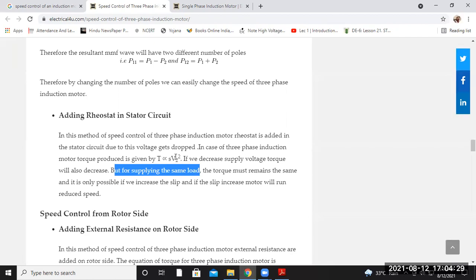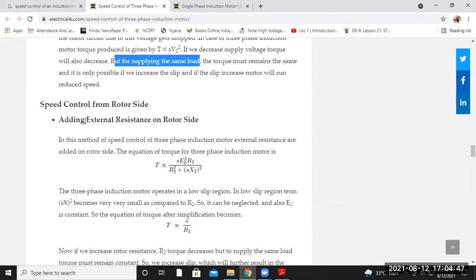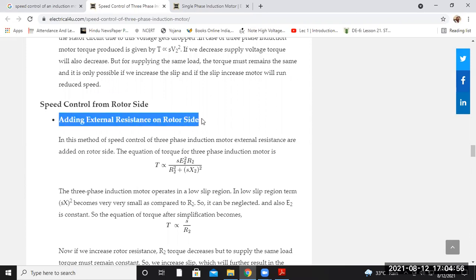So these are some methods through which we can control the speed of the induction motor with the help of the stator part. From the stator part, we can control the speed of the induction machine. This is the first method, the stator part method, and the second one is speed control from the rotor side. First one is adding external resistance on the rotor side.